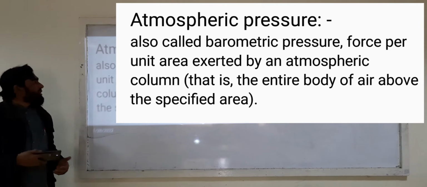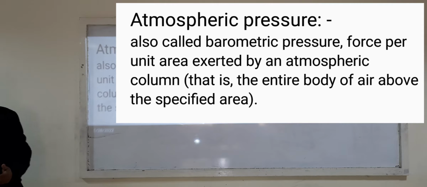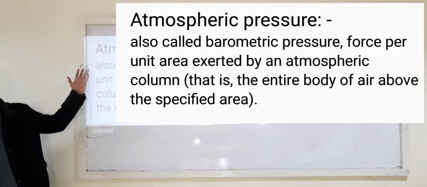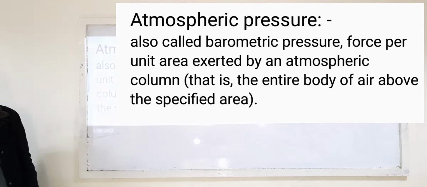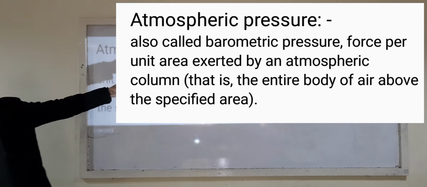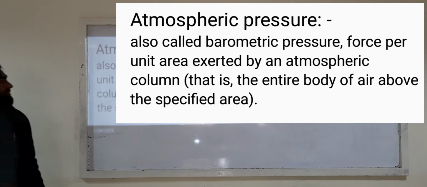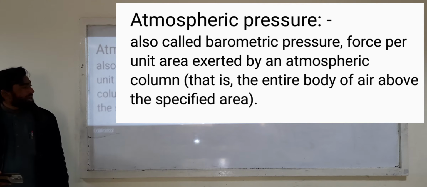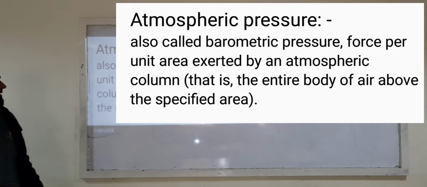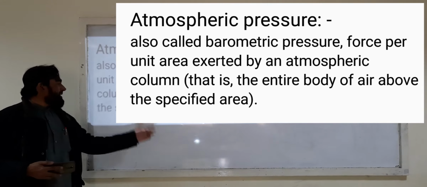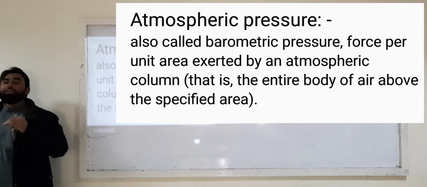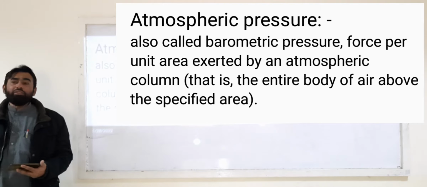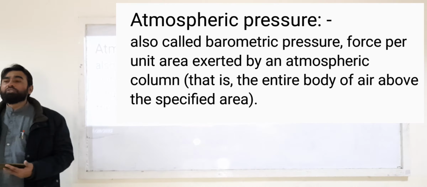Atmospheric pressure is also called barometric pressure. Here you can see the definition of atmospheric pressure: force per unit area exerted by an atmospheric column, that is, the entire body of air above the specified area. Whatever pressure is being exerted on that specified area is called atmospheric pressure.